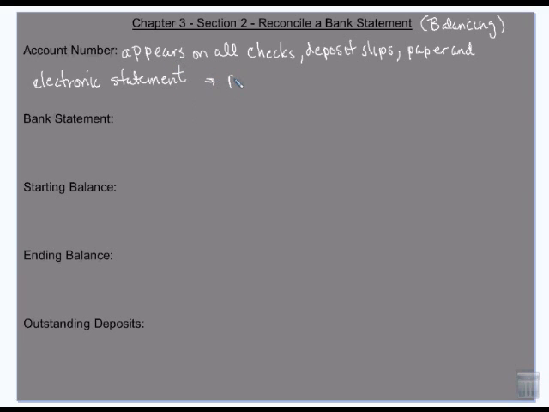This is your identifier. And they don't go by names because some people have similar names, and so it's by account number. And you may have more than one account at the bank, and so you'll get a different statement for each account number. The bank statement is basically a list of all of the transactions.